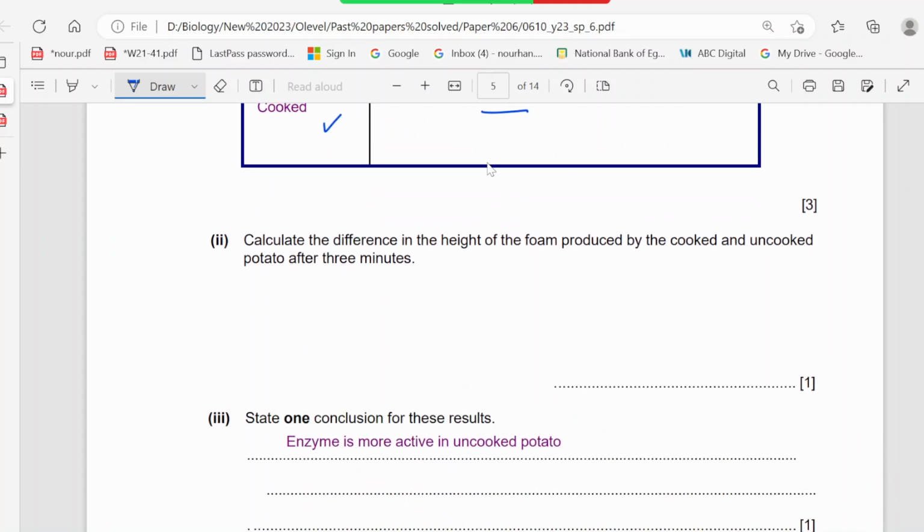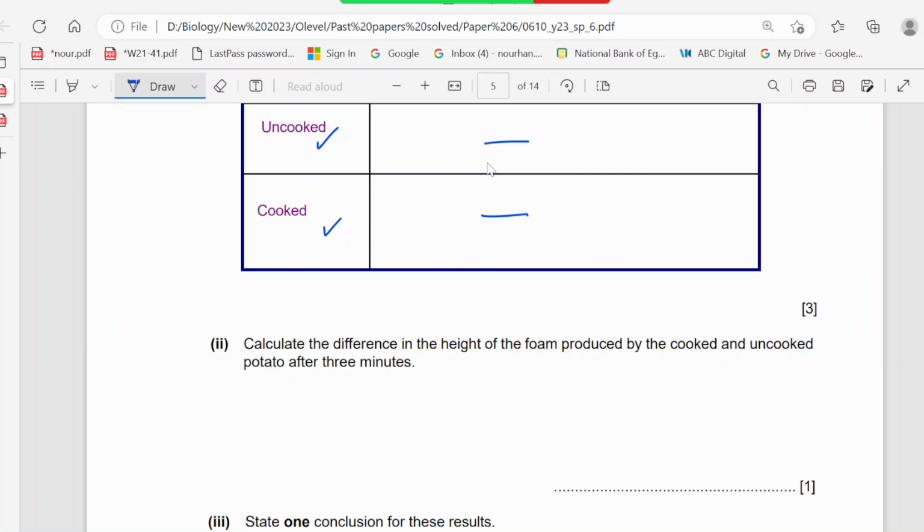Okay, calculate the difference in the height of foam produced by the cooked and the uncooked potato. Take care, here he just needs the difference. He did not say the percentage change. I'm not multiplying by 100. I just want the difference. So what will I do? The number here minus the number here. I will subtract these two numbers only.